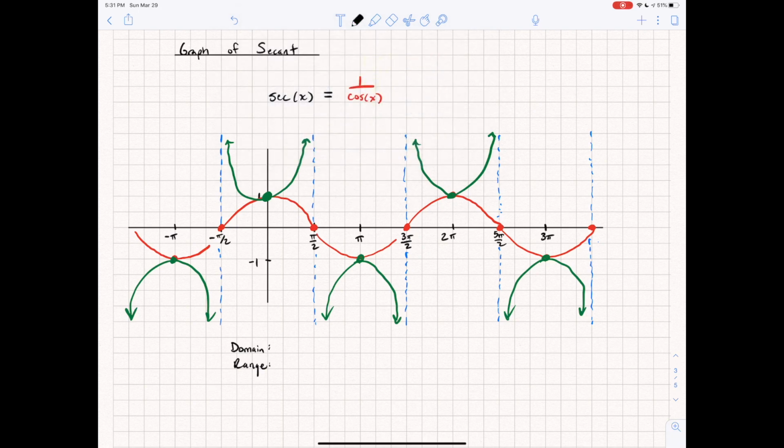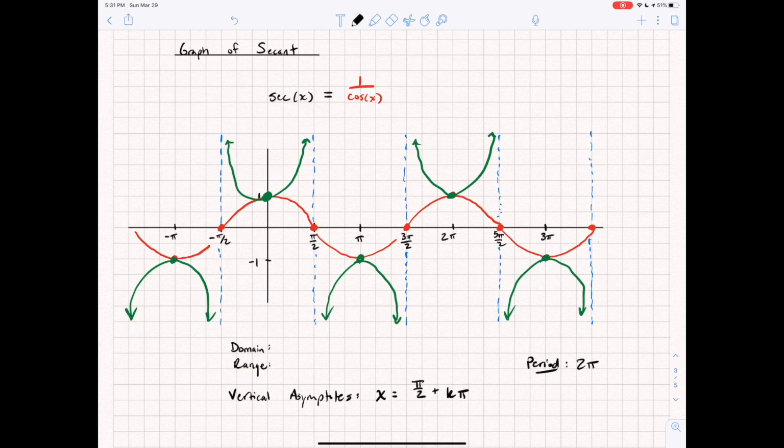We can go through and write the equations for the vertical asymptote. They happen at every single pi over 2. And notice they repeat every pi. So very, very similar to tangent. Notice the period for this is the same as cosine, which is 2 pi.